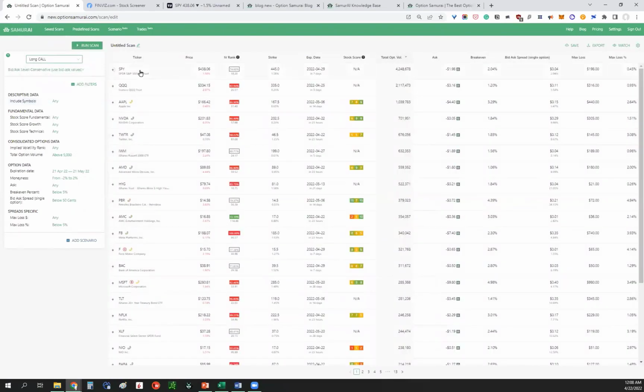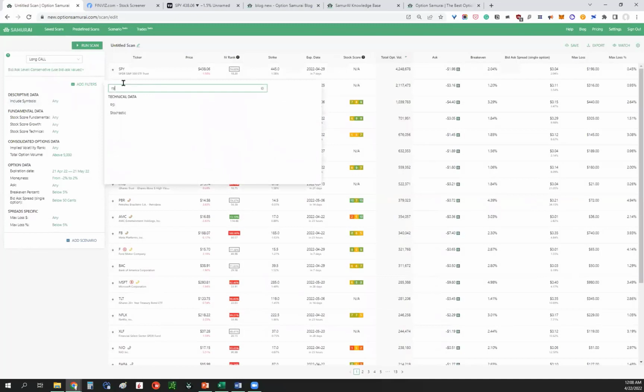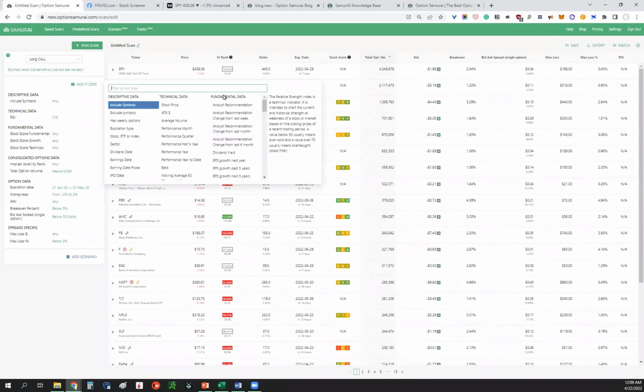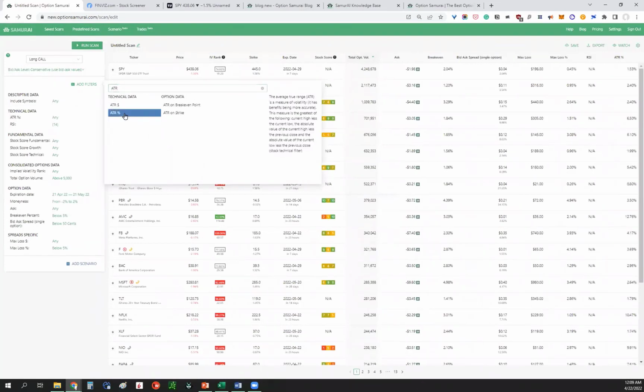So in the long call, again, I would use the RSI. I'll click the add filter and I search for RSI. By the way, if you don't know what a filter is, you can either hover over it or watch the information on the right pane. But here I will add the RSI, and I'll also add an ATR percent. So ATR is a technical measure for a stock's volatility.